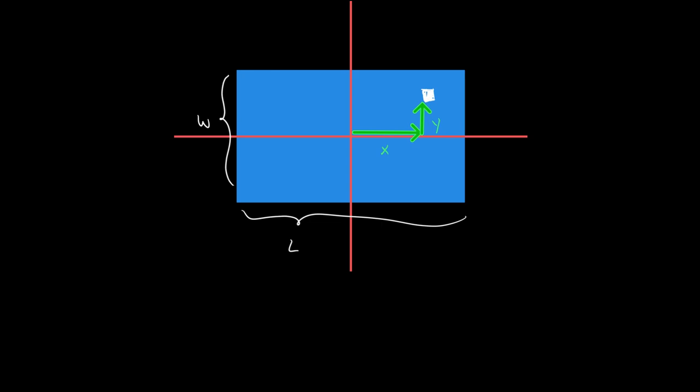I probably won't do that. I would probably just go from 0 to L over 2 and from 0 to W over 2 and multiply by 4. Do you see why I'd have to multiply by 4?